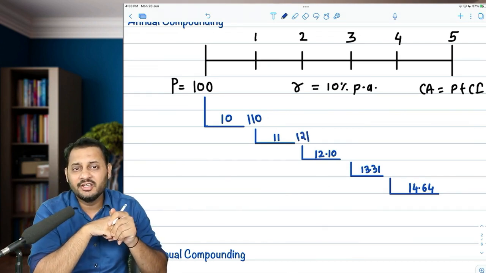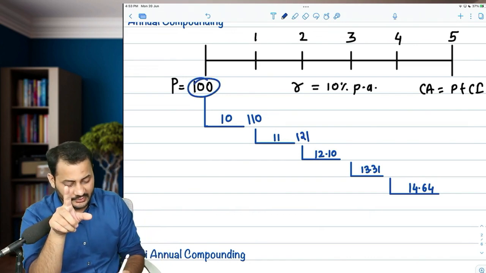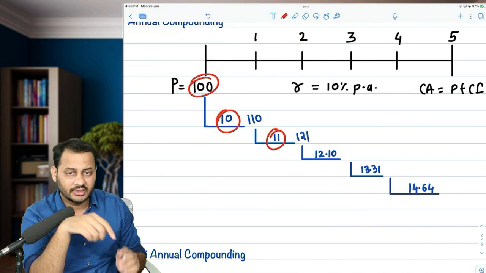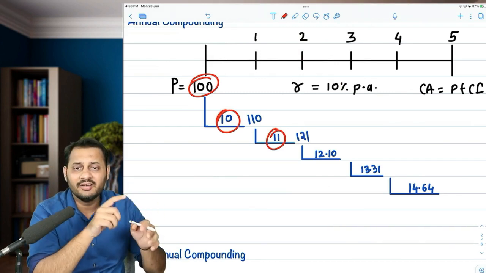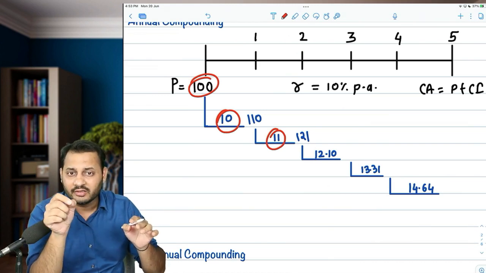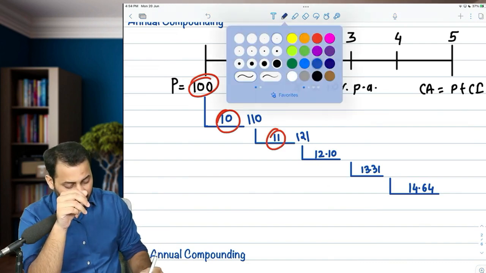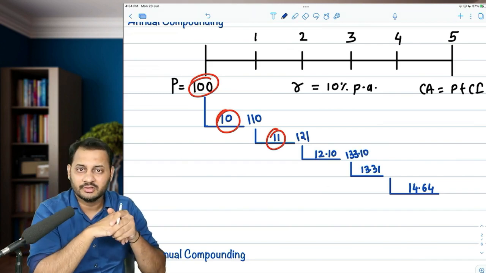In the third year, the bank is using 121 rupees of yours: 100 rupees of principal, 10 rupees of the first year interest, and 11 rupees of the second year interest, totaling 121. And in the third year, the bank will pay interest on 121, that goes to 12.10. And then in the fourth year, the bank will use 133.10 rupees of yours in total.